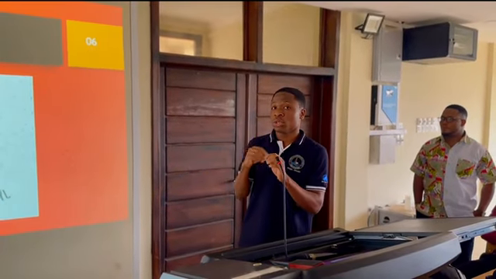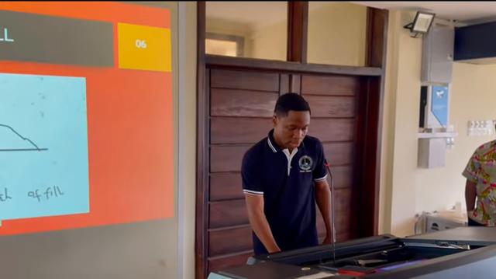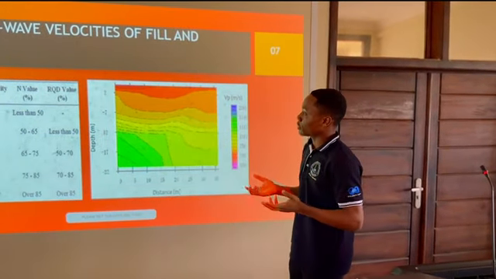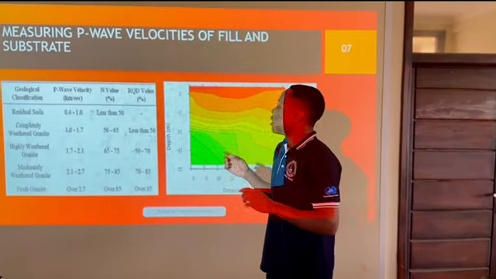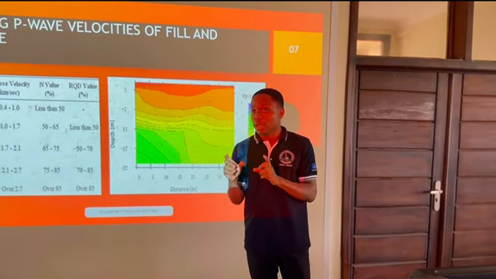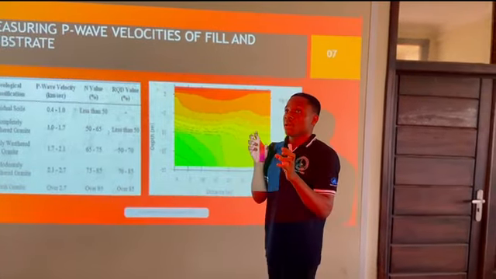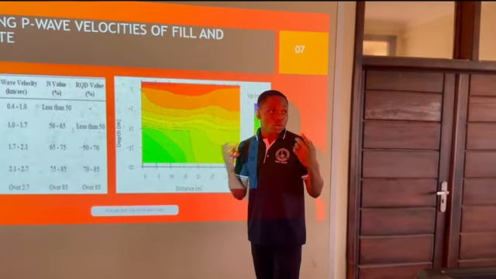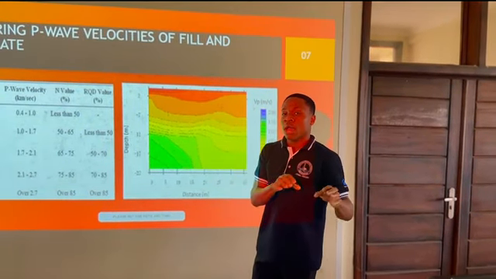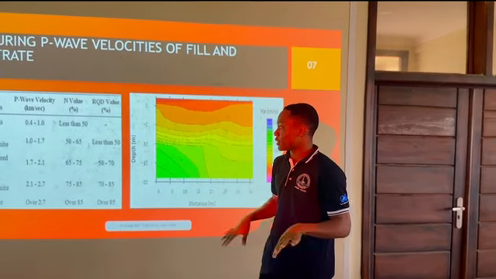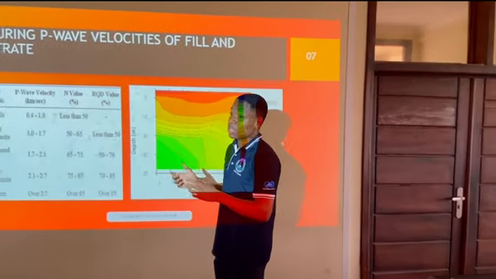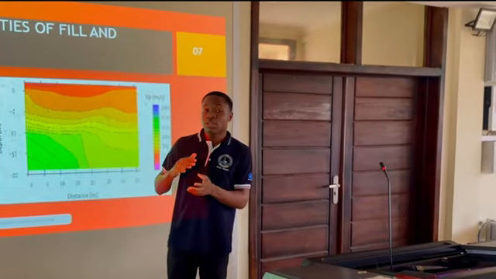seismic waves travel through different materials with different speeds. Also, we measure the P wave velocities of the fill and substrates. P wave velocity is an indicative property of every material, so every material has its own P wave velocity. Because wastes are more heterogeneous and unconsolidated, the P wave velocities in them are low, and for hard and consolidated materials such as the subsurface, the P wave velocities are high. So we can see them here, and we can use that to differentiate between the waste and the land.